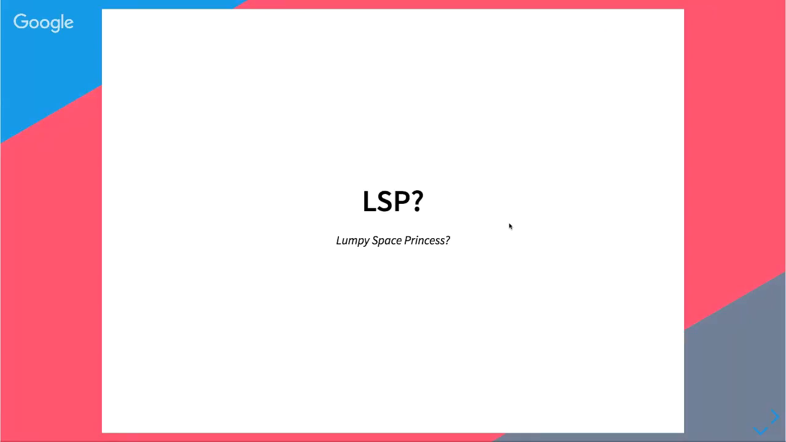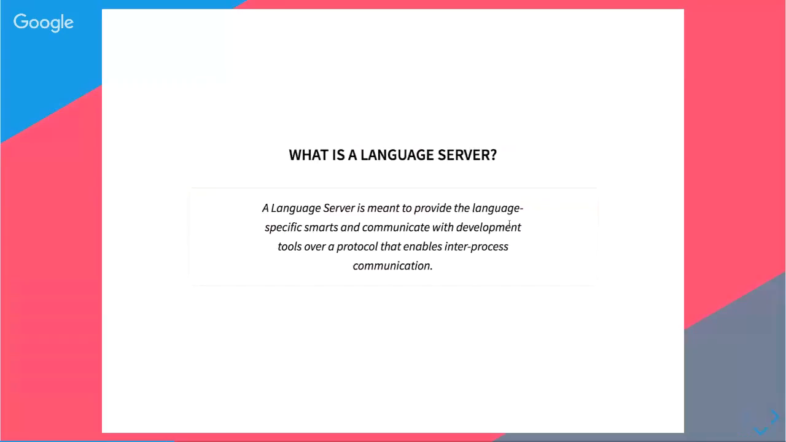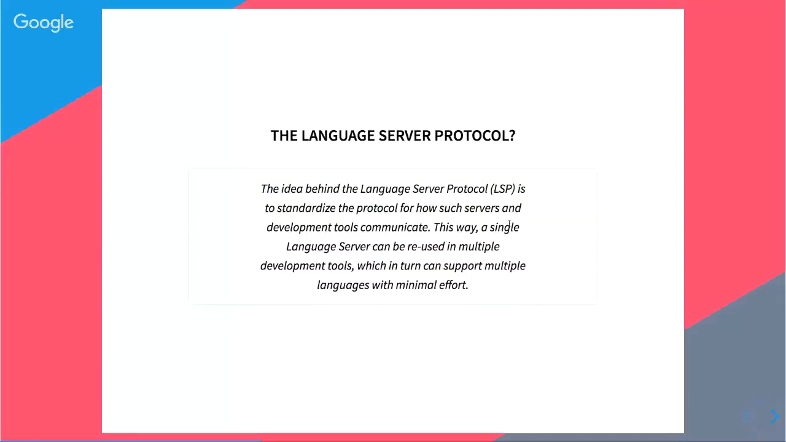So this isn't going to be as long as I wanted it to be because I couldn't get it to work in Emacs, unfortunately. But here we go. So LSP is not lumpy space princess. It's language server protocol, obviously. So a language server provides the language smarts and communicates with the tools like your editor. The protocol part is the standardization of that. So that way a single server can be used in multiple tools such as VSCode and Emacs.